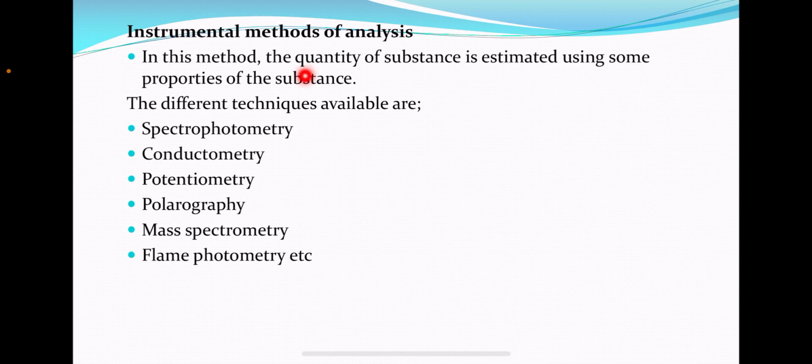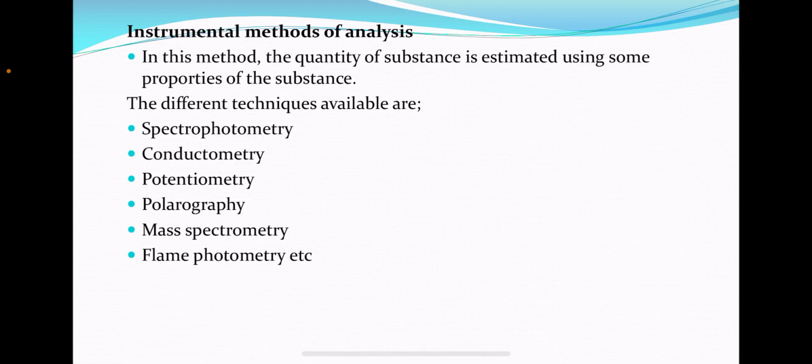So, at what wavelength the excitation of the electrons is going to take place, that is, the excitation and emission of the electrons from the lower energy state to the higher energy state. In terms of that, we will measure the electromagnetic wavelength. All these are different physical properties which help us to estimate the quantity of the substance.